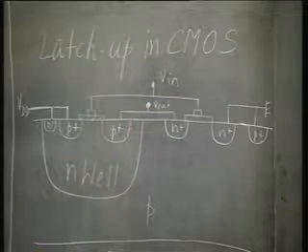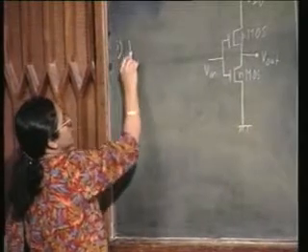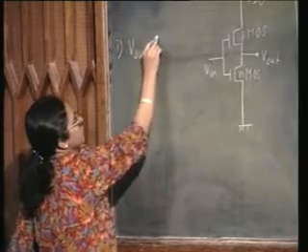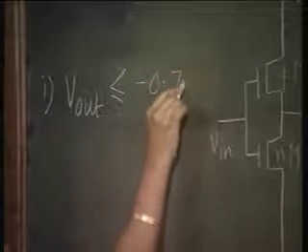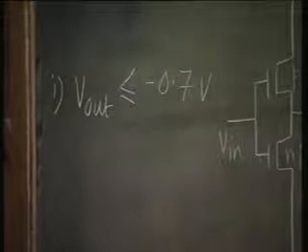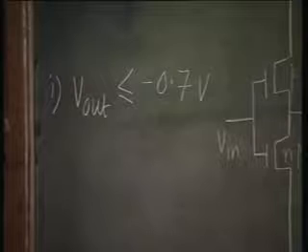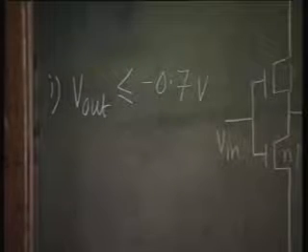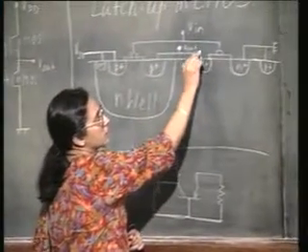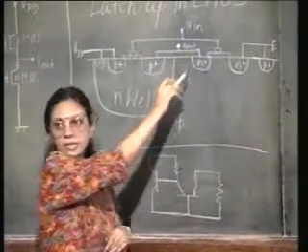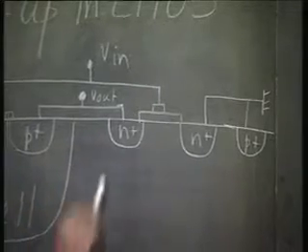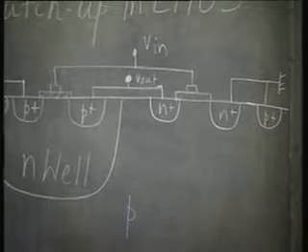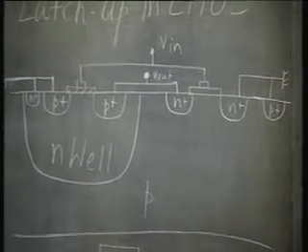Okay. So, let us say to begin with, V out is at low level. Right. Now, what is going to happen? This N plus therefore is at a potential of minus 0.7 or lower. So, look at this PN junction. What is going to happen to this PN junction? It is going to get forward biased.